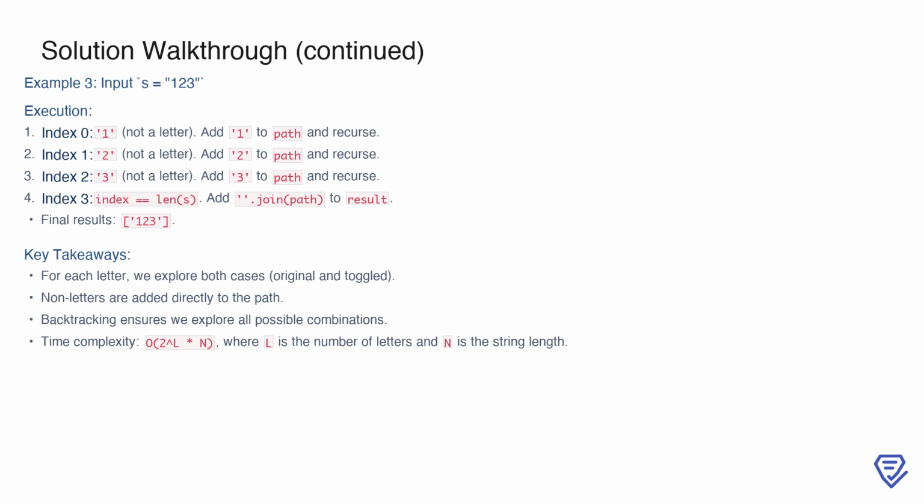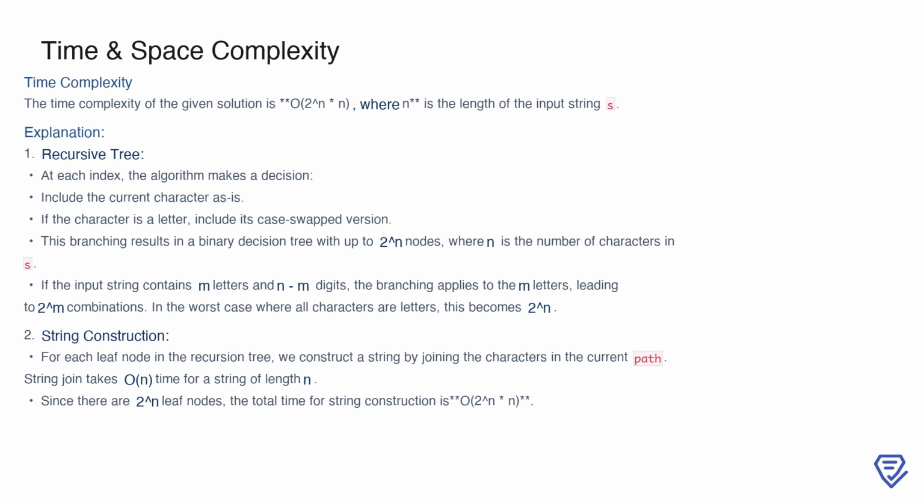The time complexity of this approach is 2 to the power of L asterisk n, where L is the number of letters and n is the length of the string. The time complexity of this solution is 2 to the power of n asterisk n, where n is the length of the input string, and this is primarily due to the recursive tree structure of the algorithm.